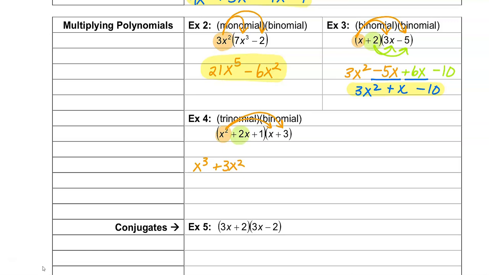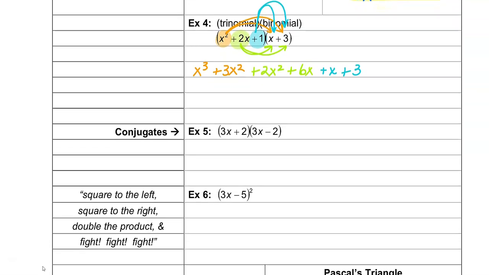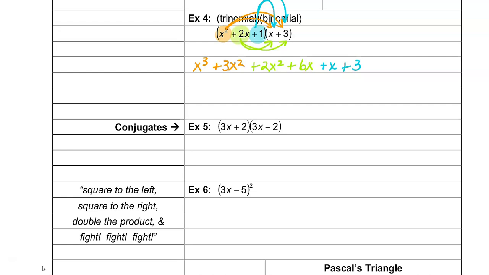Now I'm going to take the plus 2x, distribute that through. Plus 2x times x is plus 2x squared, plus 2x times plus 3 is plus 6x. And then finally, I'm going to take that plus 1. I'm going to distribute that through. So plus 1 times x is plus x. Plus 1 times plus 3 is plus 3. Okay, how are we doing?